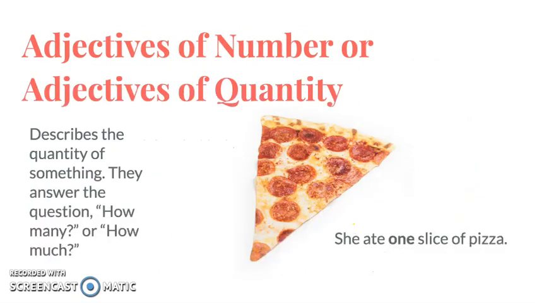Up next, we have adjectives of number or adjectives of quantity. They describe the quantity of something. They answer the question, how many or how much. Right here, she ate 1 slice of pizza. 1 would be the adjective of number because it's describing the slice of pizza, or at least how many slices of pizza she ate.